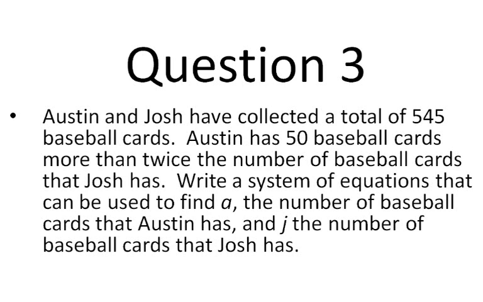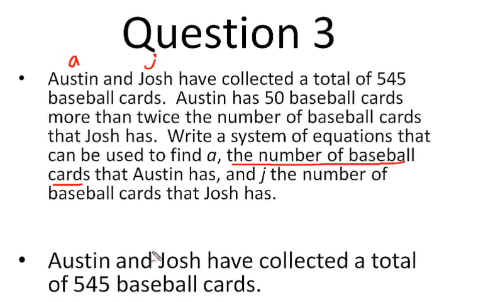It says Austin and Josh have collected a total of 545 baseball cards. Austin has 50 baseball cards more than twice the number of baseball cards that Josh has. Write a system of equations that can be found to find A, the number of baseball cards that Austin has, and J, the number of baseball cards that Josh has. Okay, so it wants us to use the variable A for Austin, and for Josh, it wants us to use J. These represent the number of baseball cards that they have.